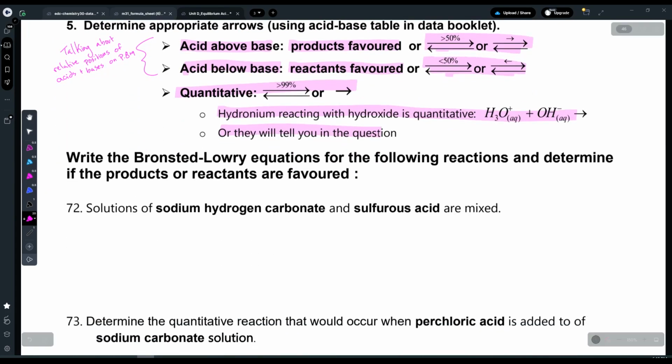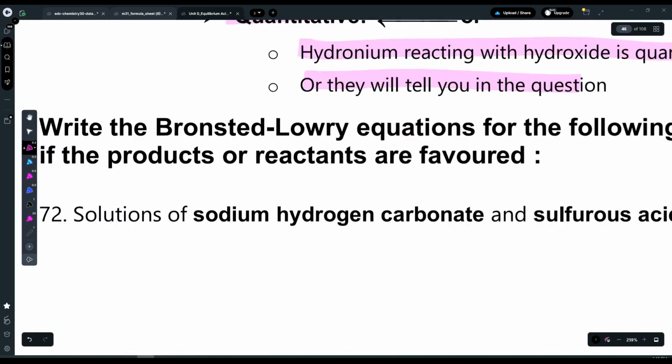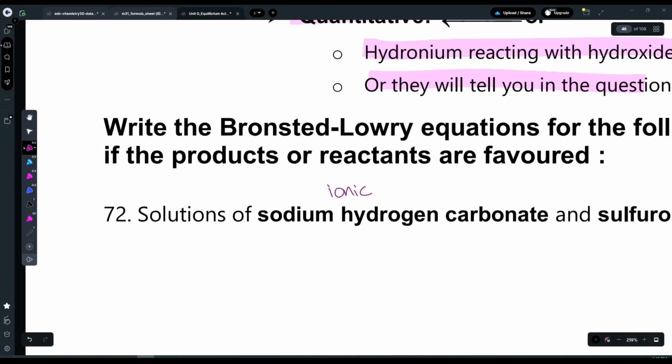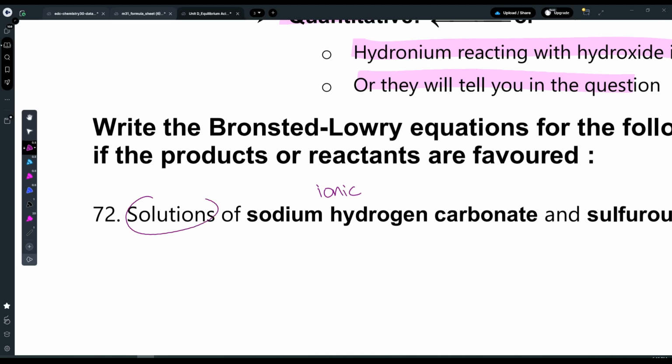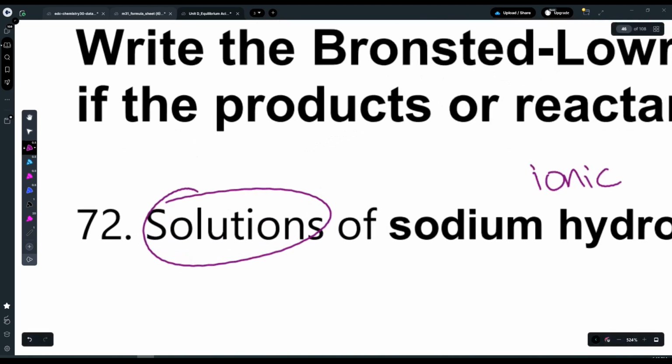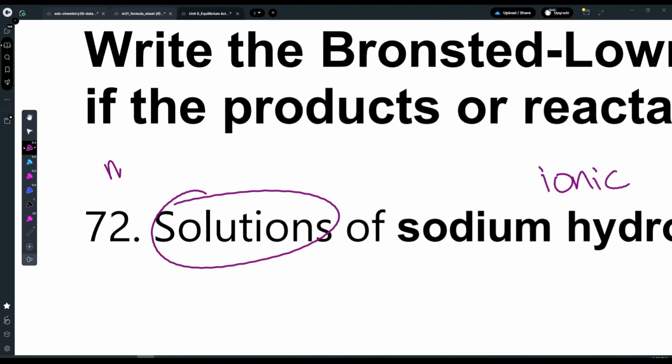Okay, so we're going to write the Brønsted-Lowry equations for the following reactions and determine if the products or reactants are favored. So we've got solutions of sodium hydrogen carbonate. Because sodium's a metal, and hydrogen carbonate has nonmetals in it, we know that this is ionic. So we're going to have to dissociate it. Also, the word solutions tells you that water is present.